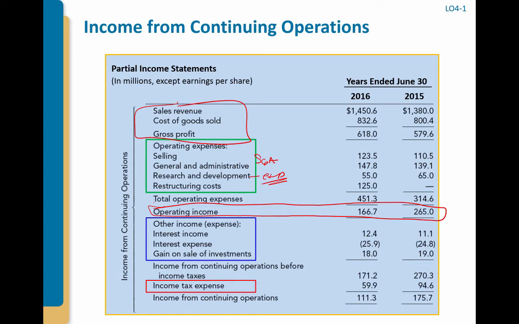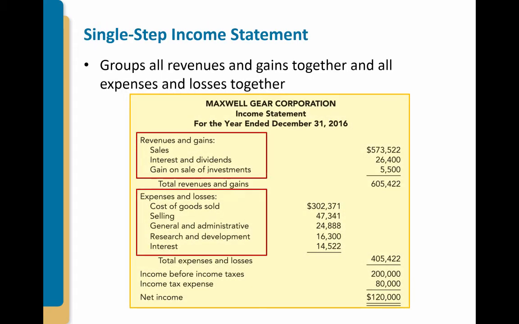Then we have other income and expenses to get income from continuing operations, and then our income tax expense and our net income as well. There are two types of income statement, one being the single step, which basically includes all revenues and gains and then all expenses and losses together to get to our net income. Notice there is a double line under our net income, and single lines are used for subtotals.